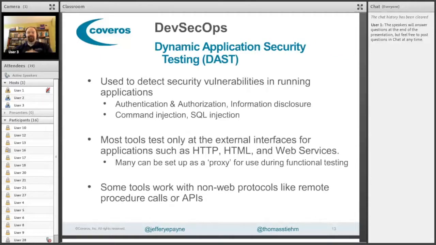So let's move on to talking about dynamic application security testing. And this is really running your application in an environment and having a tool that's using it like a client would, generally a web application or web services, to try to find out are there things that the software can determine are vulnerabilities that might be exploited. And you often see it looking for things like authentication and authorization issues, information disclosure, giving the clients more information than what you really want them to have, and then things like command injection and SQL injection.